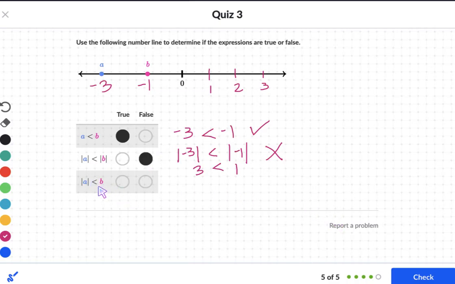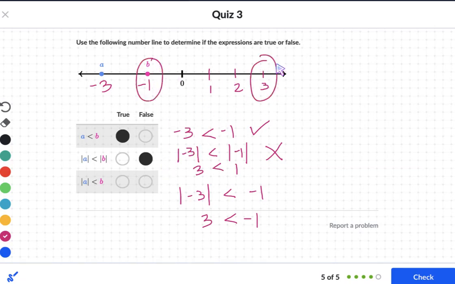Okay, so we're going to do that last one now. And remember, we're using the values that we came up with. For this one, they want to know the absolute value of A, which is negative 3. Is that less than just the normal B, negative 1? Well, let's solve this absolute value first. Absolute value of negative 3 wants to know how many spaces away from 0 that is. Negative 3 is 3 spaces away from 0. So they want to know, is 3 less than negative 1? Well, 3 is over here, and negative 1 is over here. 3 is greater than negative 1. So this one is false as well. So you have a true, false, false.